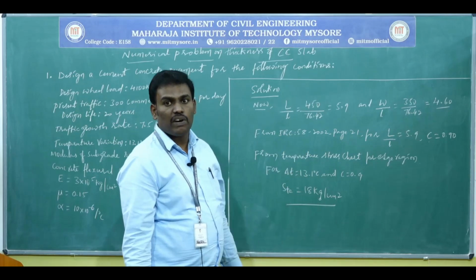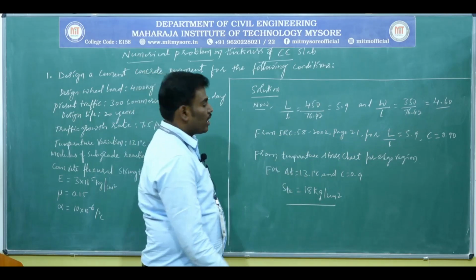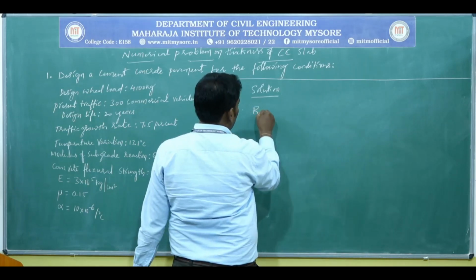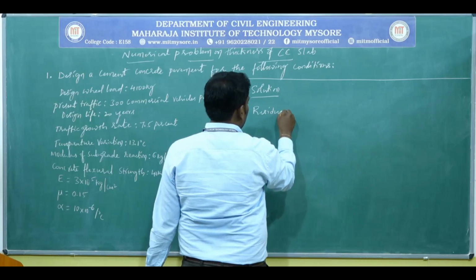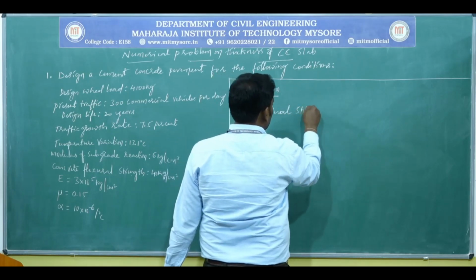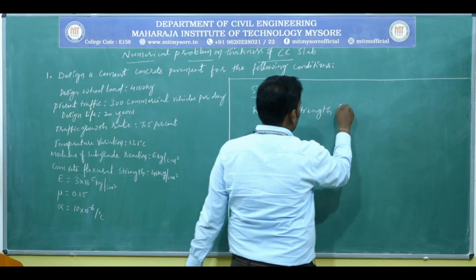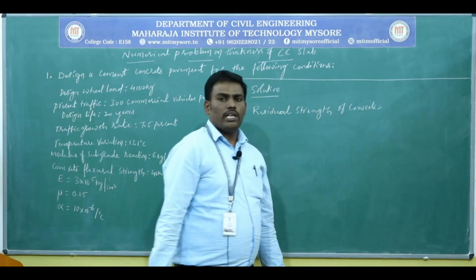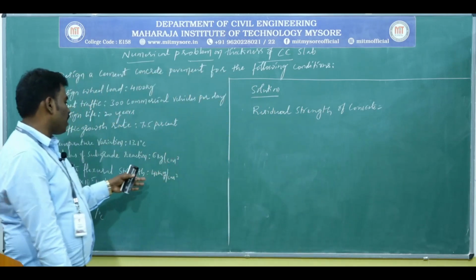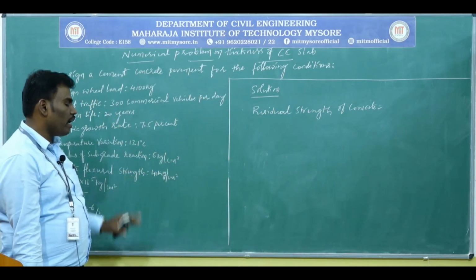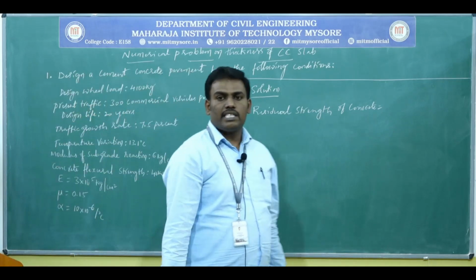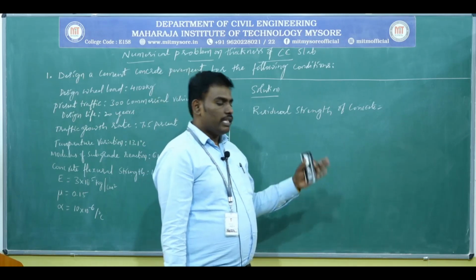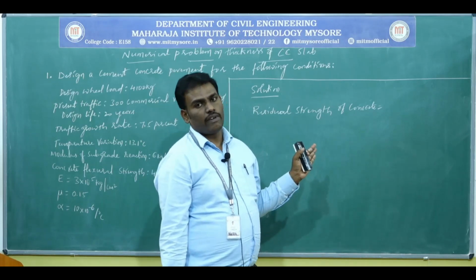In the third step, you need to find the residual strength of concrete. Usually, what is the initial flexural strength of concrete? We have about 40 kg per centimeter square. And what is the temperature stress at the edge region? It is 18 kg per centimeter square. Then the remaining is the residual strength of concrete.